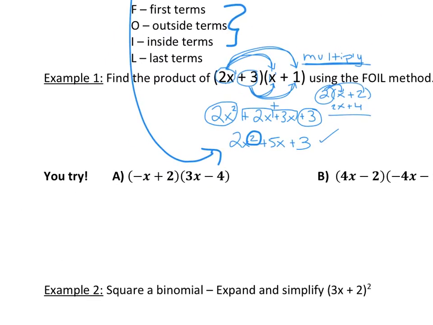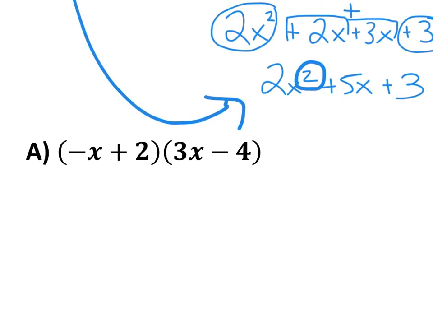So let's keep going and look at the next example here. Negative x plus 2 times 3x minus 4. What I like to do, because sometimes I get confused here, is write in the number if it's not written, especially when it's a 1.